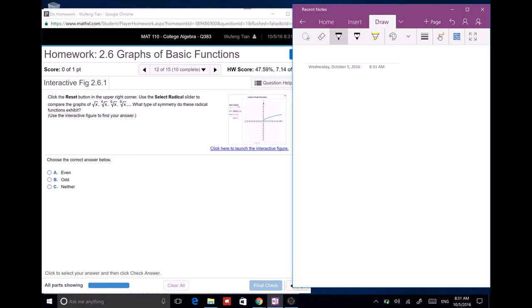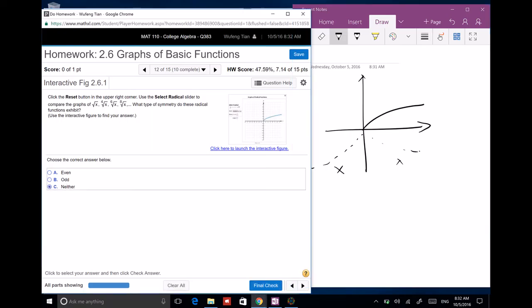Okay, so we use the radical select to compare the graphs of square root of x, square root of 4x, and 6 square root of x. What types of symmetry do these radical functions exhibit? You look at the function here, you only have the function like this. You don't have anything here, because it can't be negative. So you have to be positive, so it's neither.